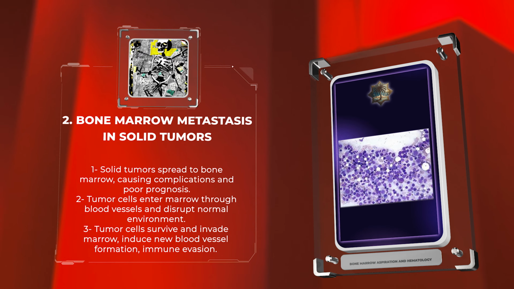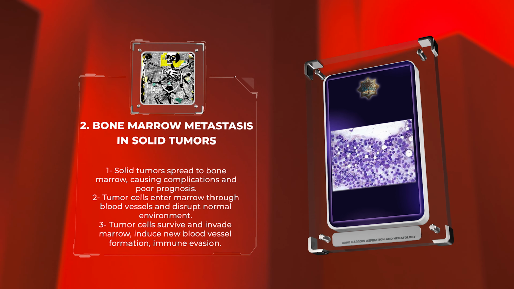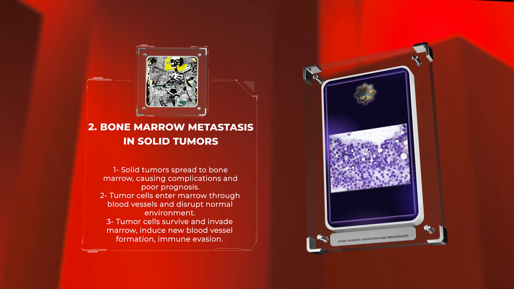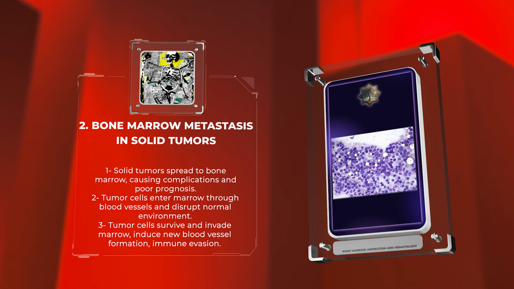Solid tumors often spread to the bone marrow, causing complications and a poor prognosis. Tumor cells enter the marrow through blood vessels and disrupt the normal environment, allowing them to survive and invade. They also induce new blood vessel formation and immune evasion. Studying this process can help develop better treatments.